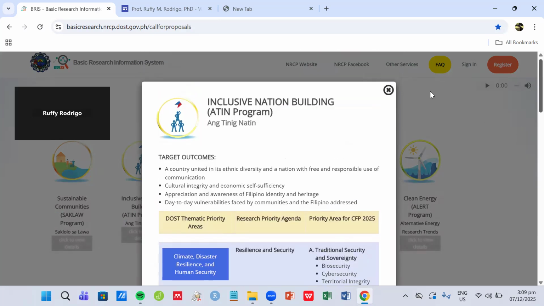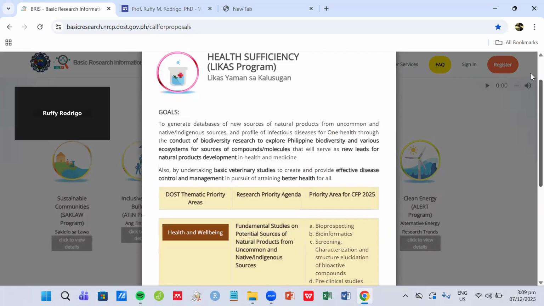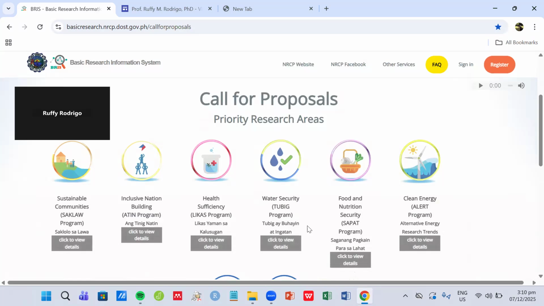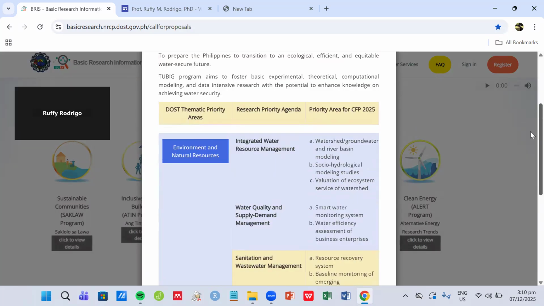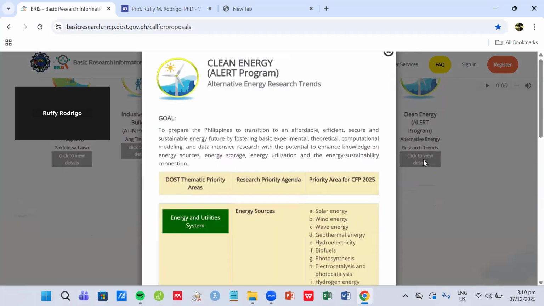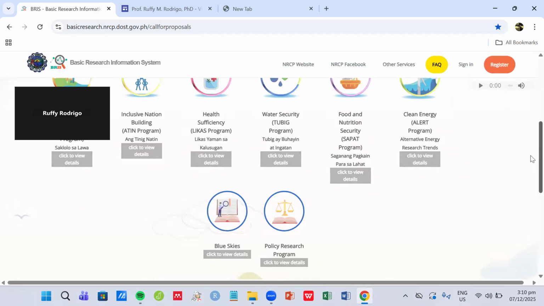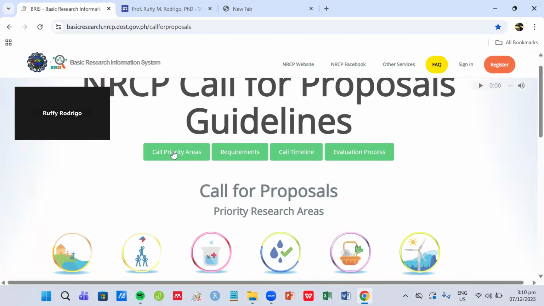So just go there and look at which topic you are interested in. I'm just trying to navigate all of this so that you have an idea. Let's say, for example, here, environment and natural resources, watersheds. If you are interested in watershed or groundwater and river basin modeling, you can actually try to look at this. So again, clean energy, and here is that's under goal criteria.